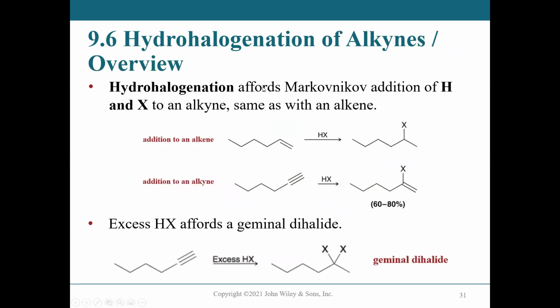So hydrohalogenation affords a Markovnikov addition of hydrogen and the X. And in this case, the X is most likely going to be a chlorine or bromine, added to an alkyne, same as with an alkene. So this X is some type of halogen. Just as we have addition to an alkene, we have addition to an alkyne. And excess HX affords a geminal dihalide. So geminal means the same carbon. We get to see that right here.